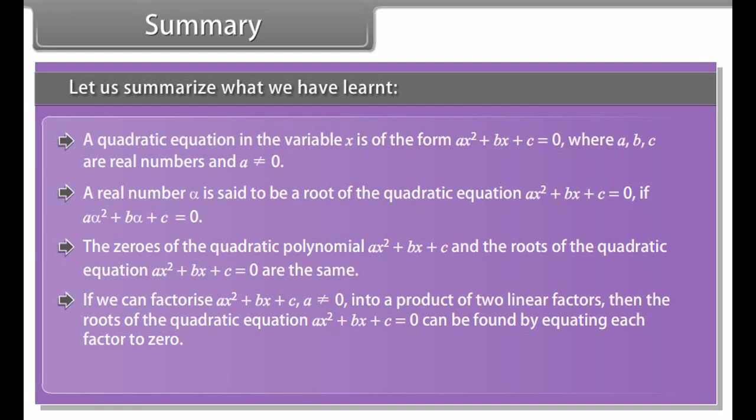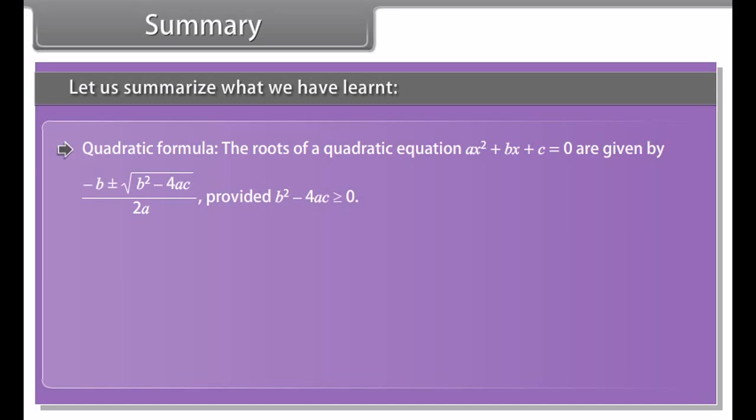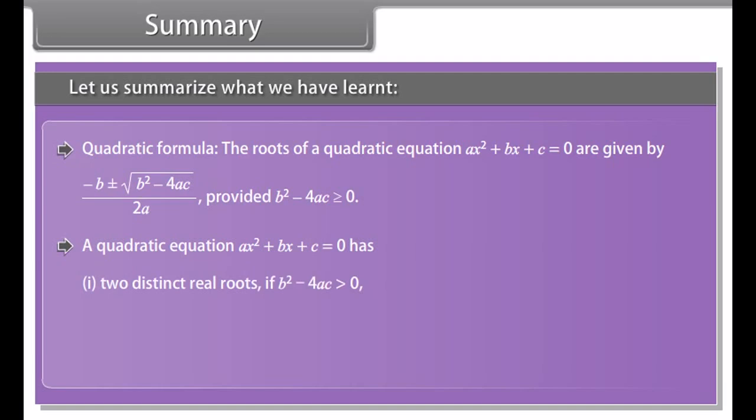Summary. Let us summarize what we have learned. A quadratic equation in the variable x is of the form ax square plus bx plus c is equal to 0, where a, b, c are real numbers and a is not equal to 0. A real number alpha is said to be a root of the quadratic equation ax square plus bx plus c equals 0 if a alpha square plus b alpha plus c is equal to 0. The zeros of the quadratic polynomial ax square plus bx plus c and the roots of the quadratic equation ax square plus bx plus c is equal to 0 are the same.